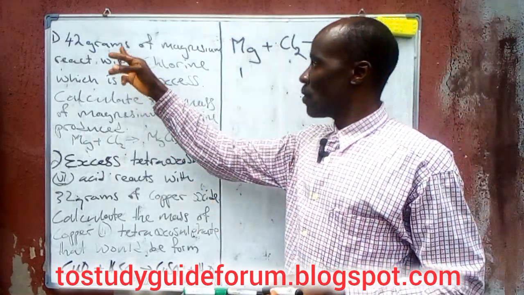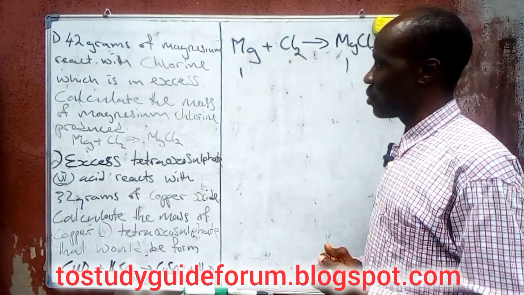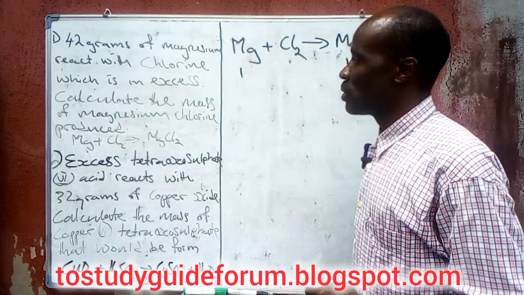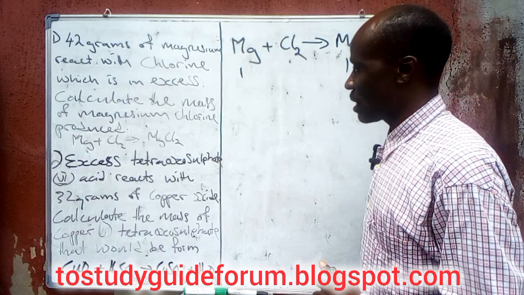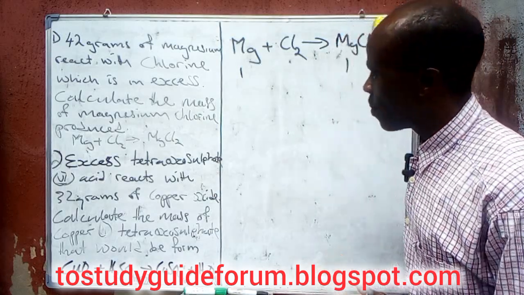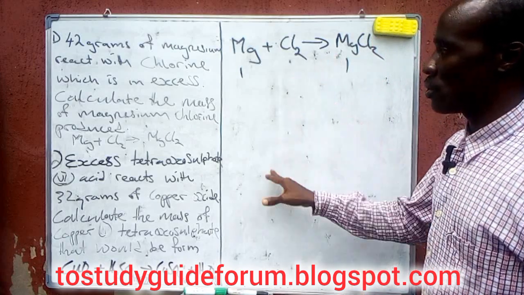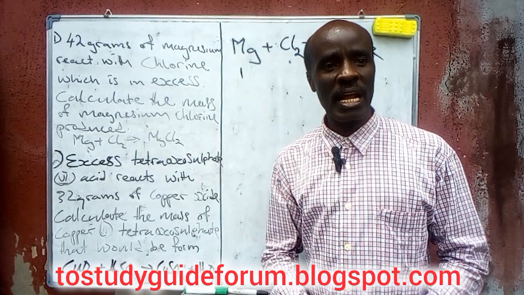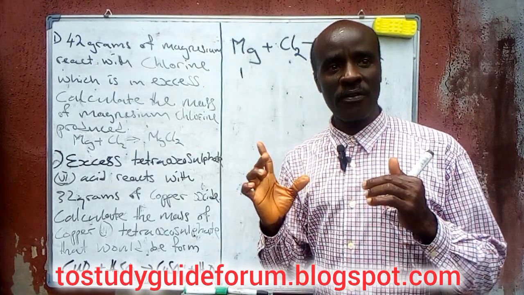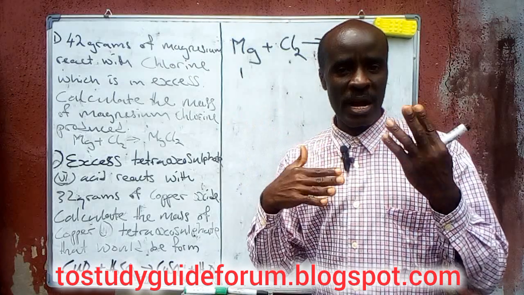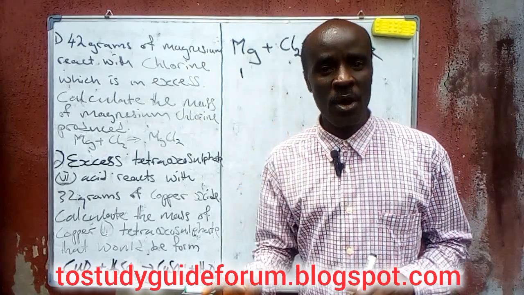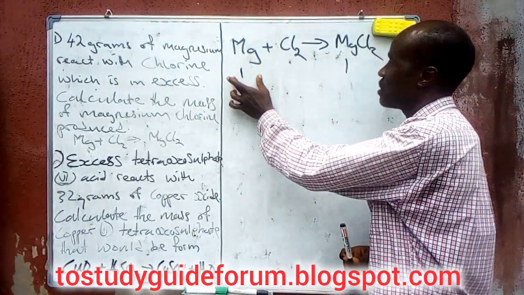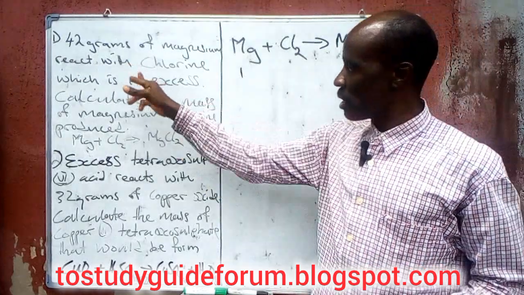Now the question says 42 grams of magnesium reacts with chlorine in excess, to calculate the mass of magnesium chloride produced. So now we are going to use this chemical equation to solve the calculation and find the mass. There are two methods of doing this. One way is to calculate in moles and come back to mass. I'm going to show you both methods, but I will start with the mass to mass relationship.